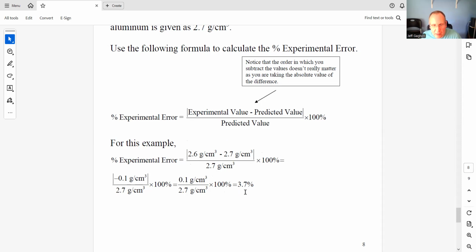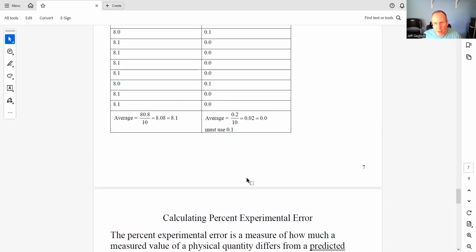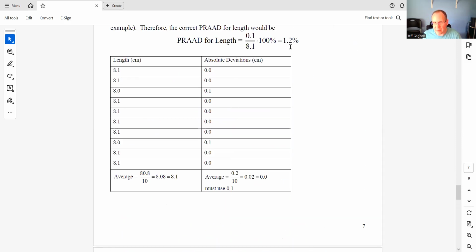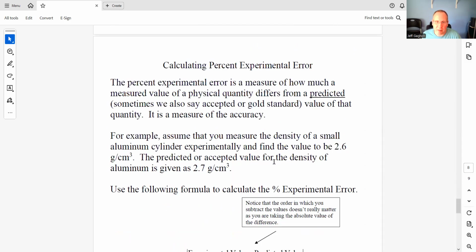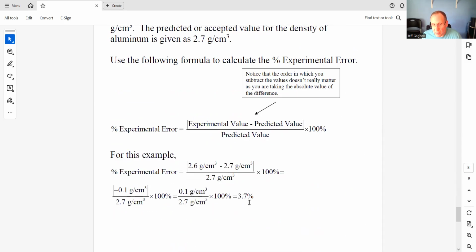So again, the lower, the better, right? A lower percent experimental error means that your experimental value was close to the gold standard, to the predicted value or the gold standard value. Okay, so lower is better. And for percent experimental error, it is okay if you get 0%. In fact, that would be great. That means your experimental value would be exactly what the predicted accepted gold standard value is. Okay, so for error, it's okay to get 0%, just not for PRAAD. It's only PRAAD that we have to worry about where we can't have 0% for an answer. But for percent experimental error, it's fine to get 0%. In fact, it's really good if you get 0%.